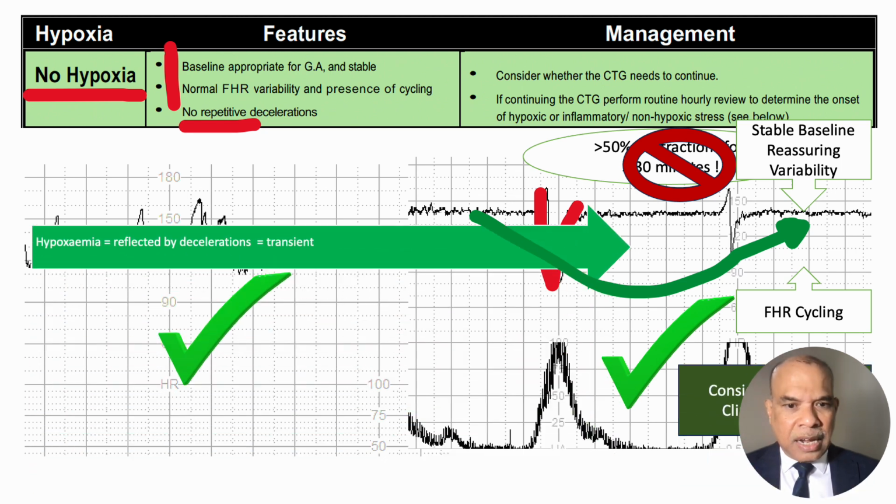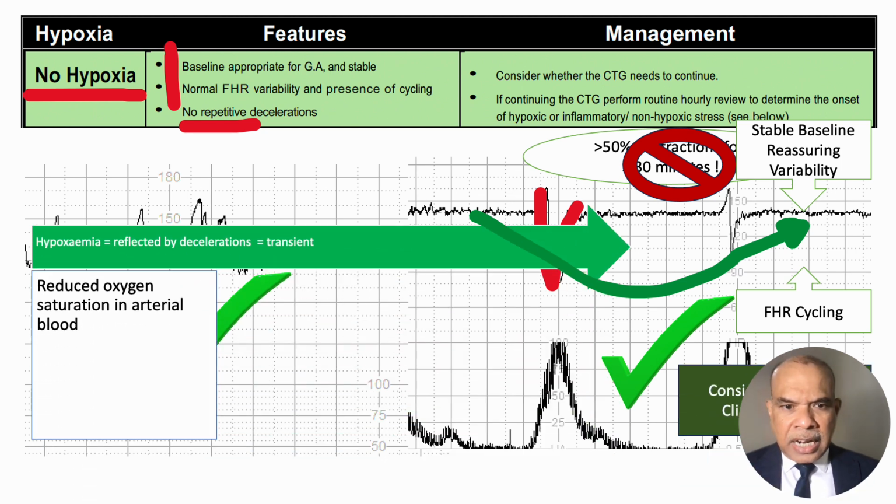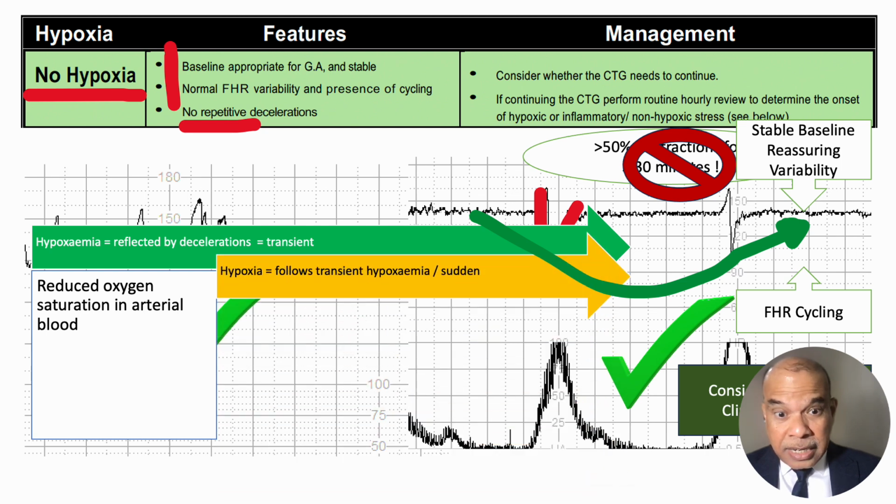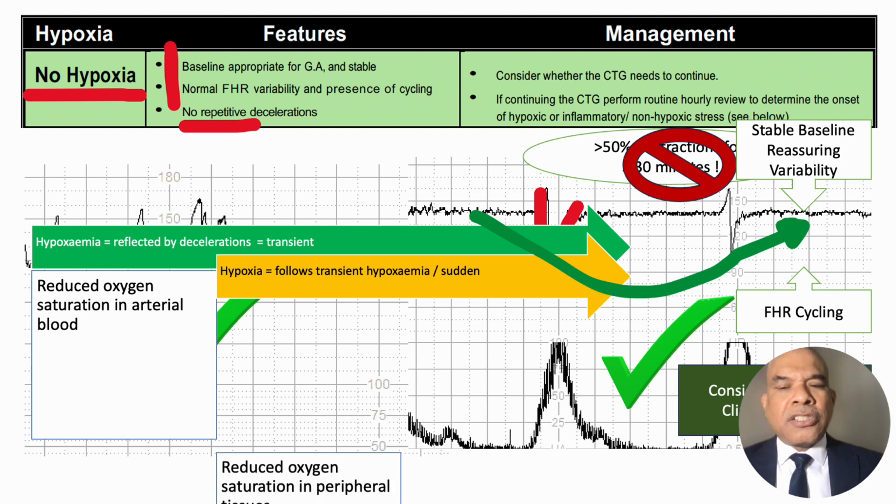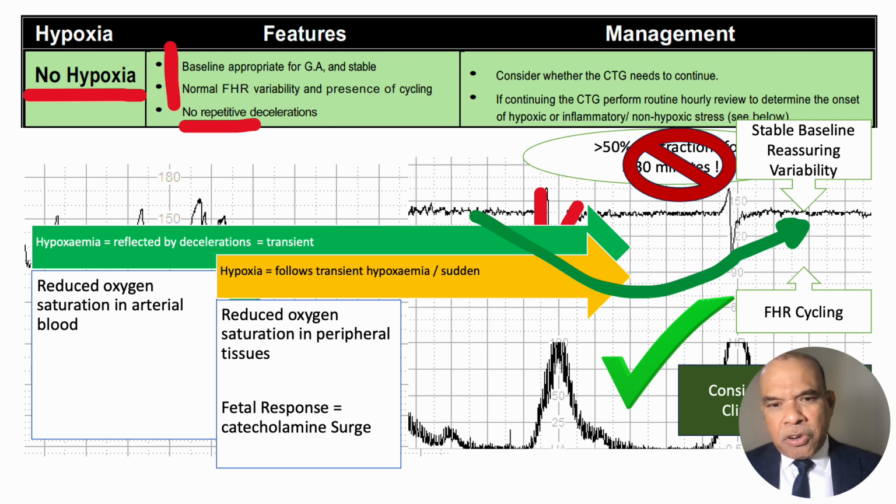Hypoxemia is different from hypoxia, because by hypoxemia we mean reduced oxygen saturation in the arterial blood. That's what it means when there's a cord compression, when placental blood vessels are squeezed with the contraction. What is happening to the fetus is a transient reduction in oxygen content of the arterial blood. Whereas if that gets translated to the tissues, where the tissues are having less oxygen, that is called hypoxia. And what would we do immediately in that situation?